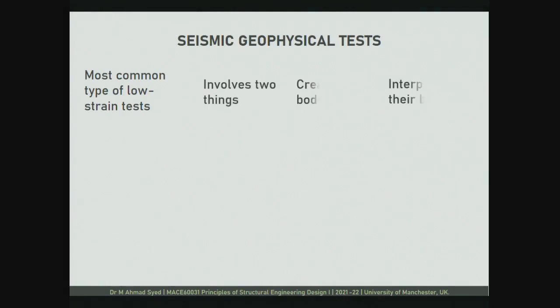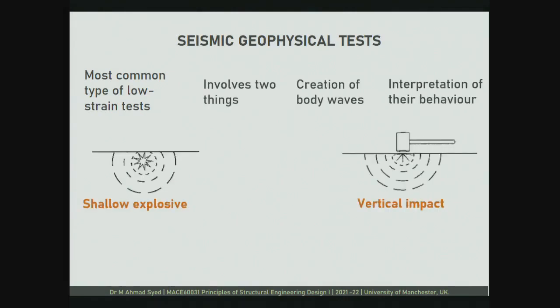Different ways in which you can create body waves: you can put an explosive at shallow depth beneath the surface of the earth, and from that explosion some body waves will generate, and you try to understand how these body waves are propagating through the soil mass. Then you can also create a vertical impact on the ground. With this impact you are creating body waves, and sometimes you can also create horizontal impact in the ground, and again try to understand the behavior of body waves. So you require two things: a source with which you can create body waves, and another station where you can record the behavior of these body waves.